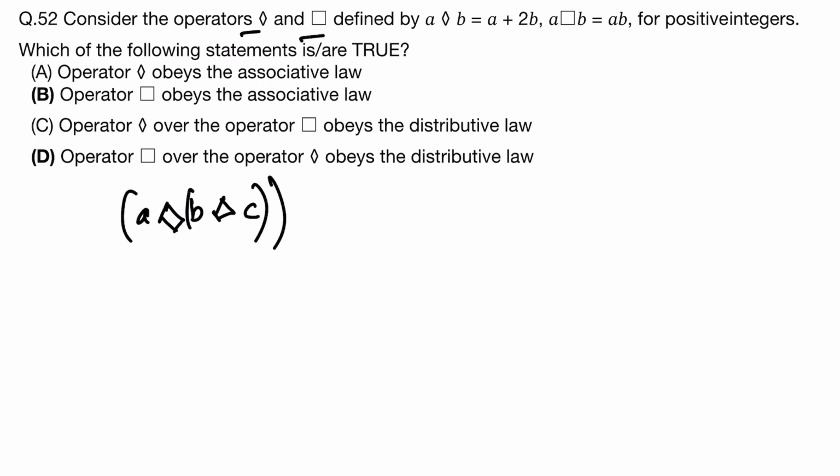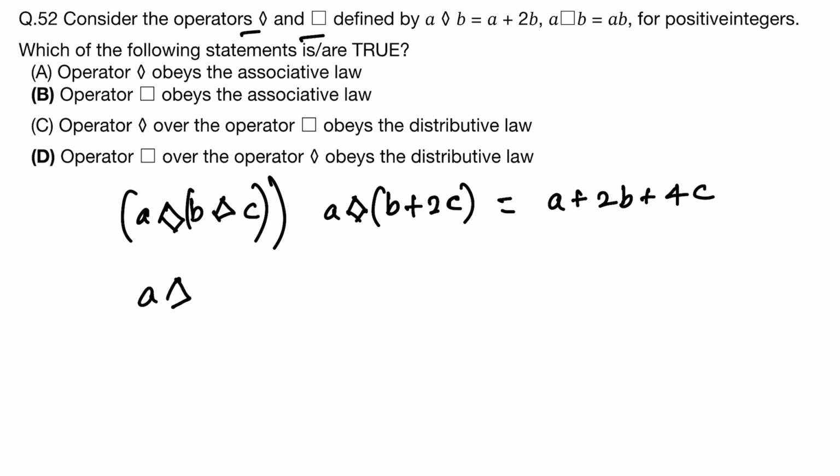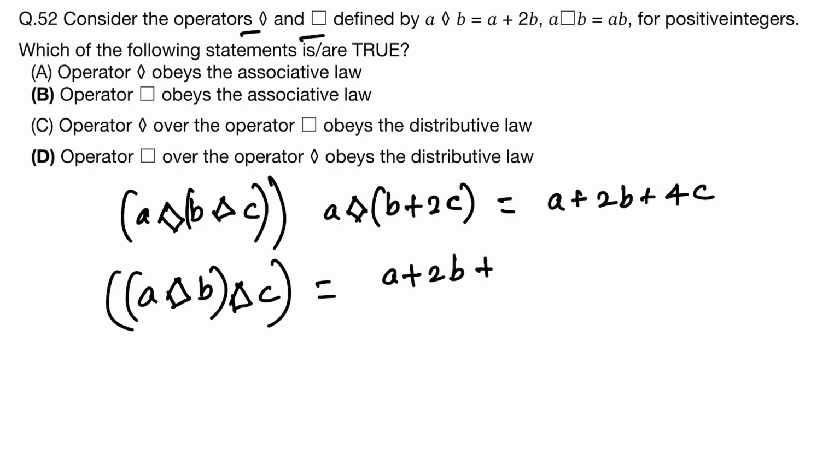What will be b rhombus c? b plus 2c. This with a rhombus: its value will be a plus 2b plus 4c. But if I take a rhombus b at first, then rhombus c, its value will be a plus 2b plus 2c. This is not equal, so this is false.